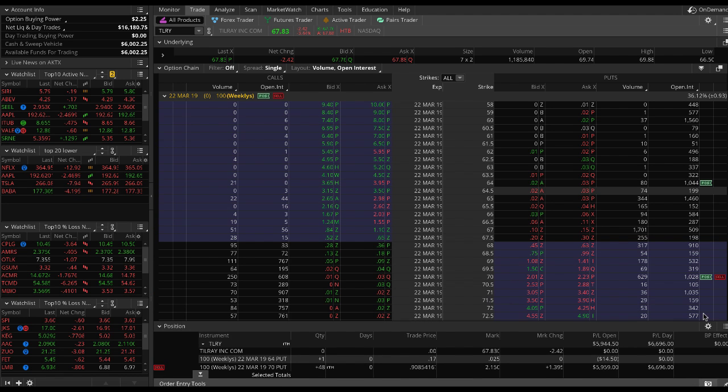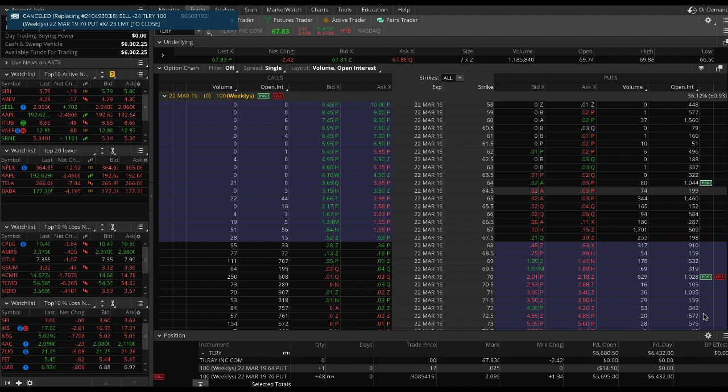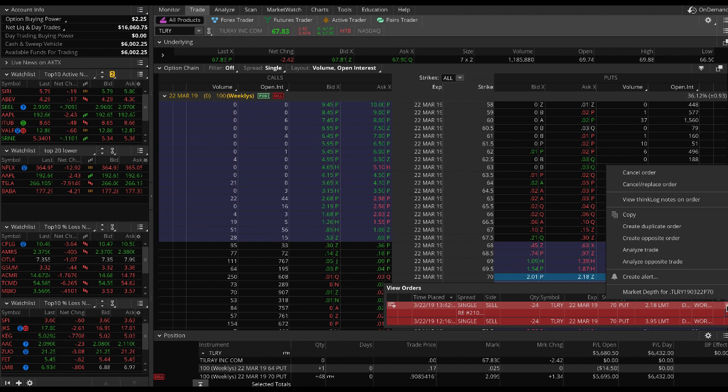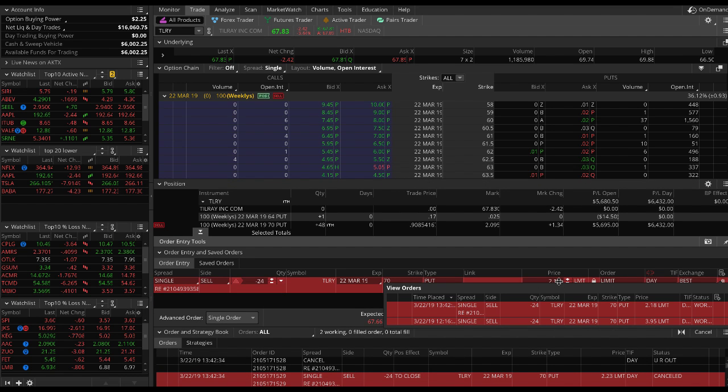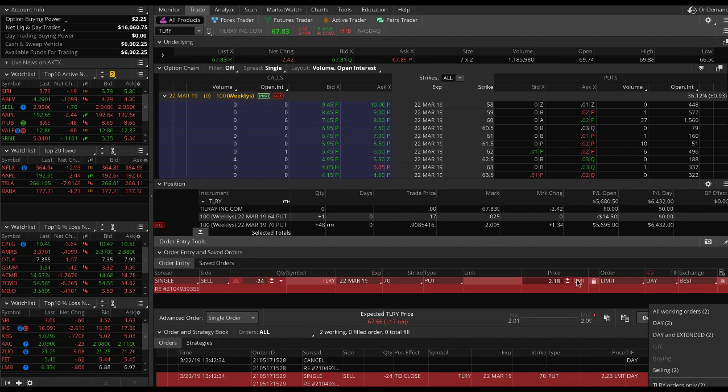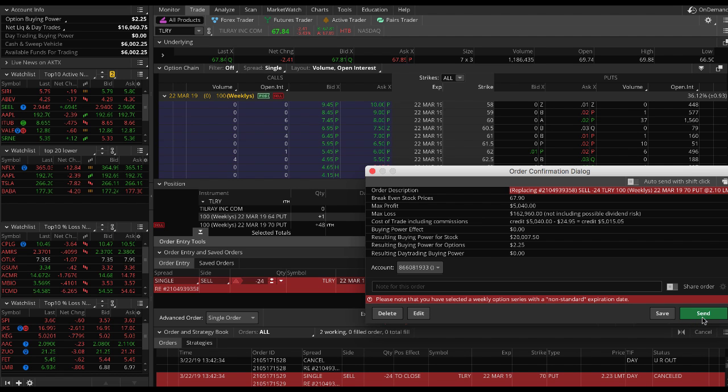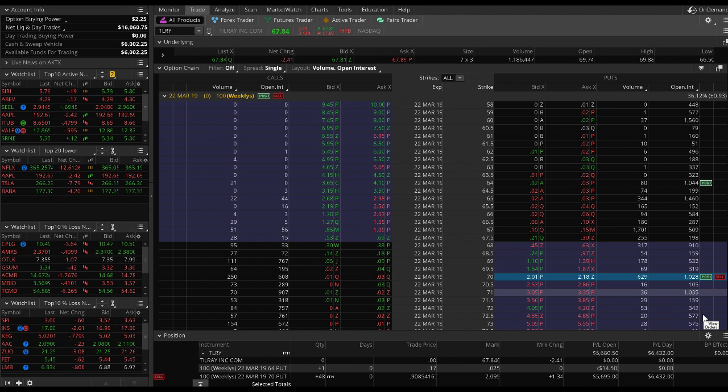See if we can get a bite right there. May have to go all the way to 2.1 to get this done. 2.1. Yeah, that's got to close out. I mean, that's the intrinsic value, right?